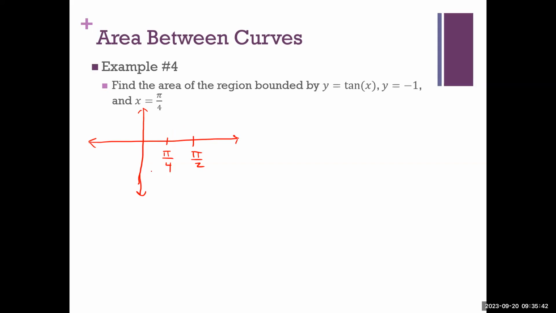So I know the tangent function sort of looks like this. Yeah, let's try again. So that's one period of it, right? So I want to find the area between that and what else? y equals -1. So horizontal line. Why don't I draw that where it's not going to bother my other labels?